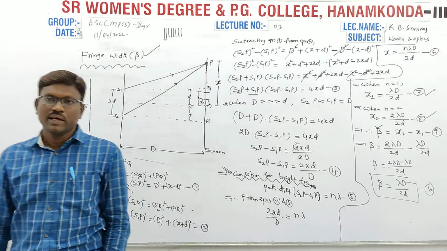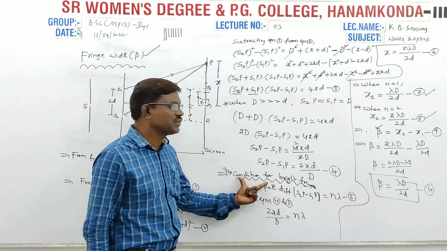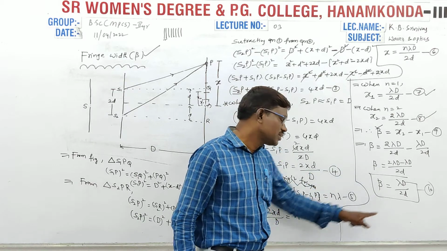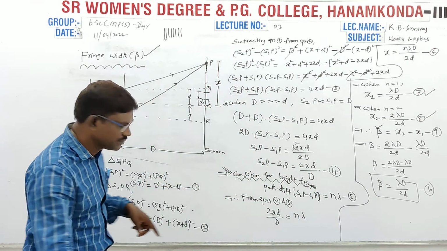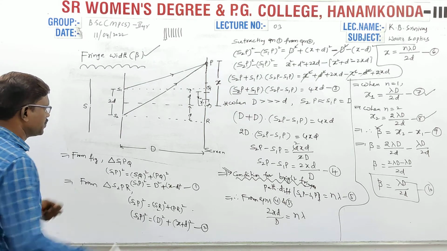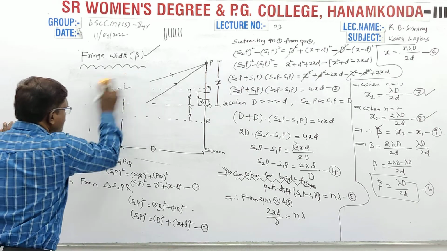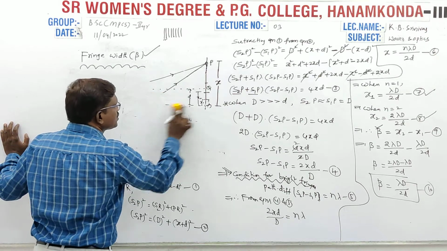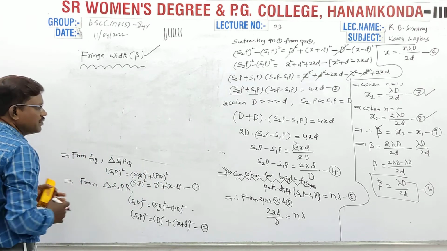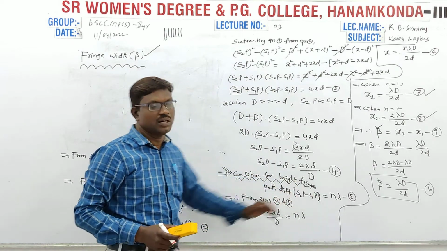I have derived the expression for fringe width, that is beta, by using the condition for bright fringe. We can calculate the same expression by using the condition for dark fringe. Just see, here I am going to derive one more derivation for beta, but with respect to dark fringe. Listen carefully, so you have to remember the final expressions, that is the beta expressions. I want to derive the same expression for beta, but by using the condition for dark fringe.